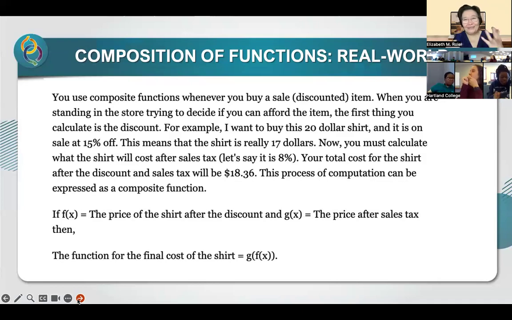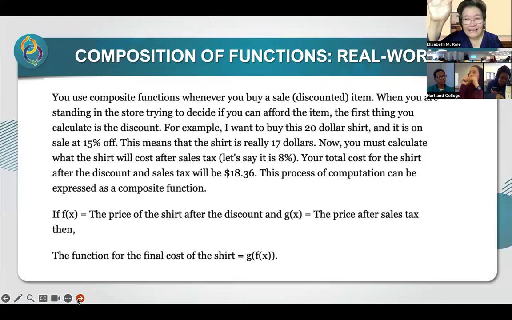So I just want to give an example of what a composite function is. You are computing the sales tax from the value after you have computed, after subtracting the discount. Okay, so that's actually the idea.